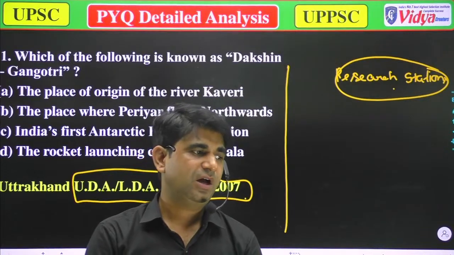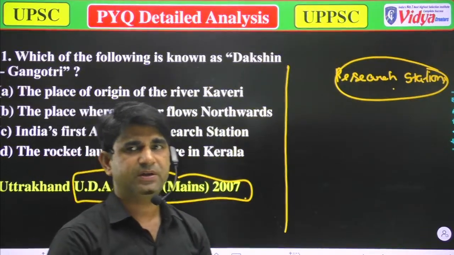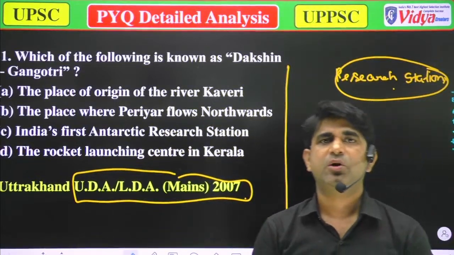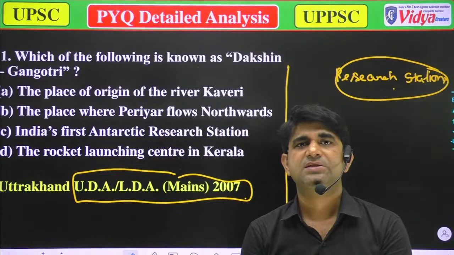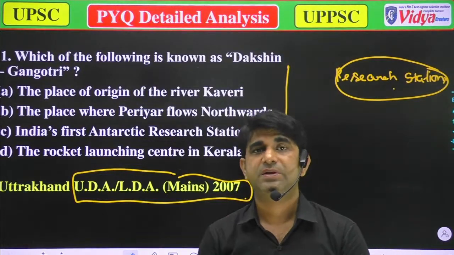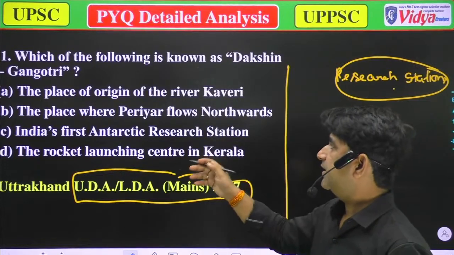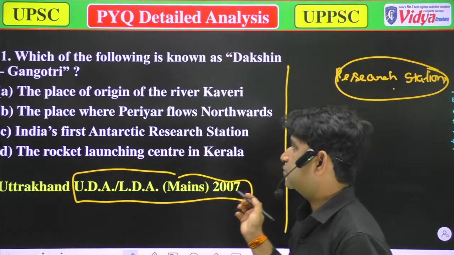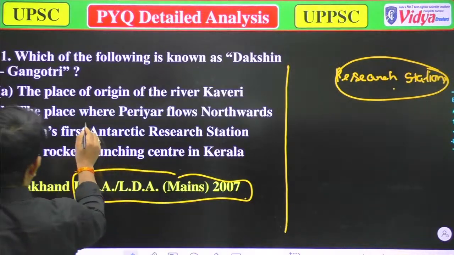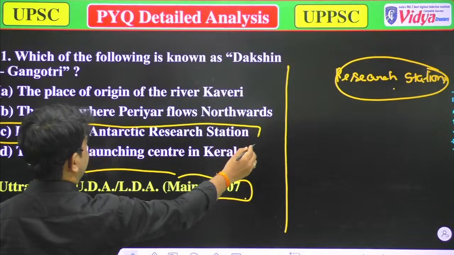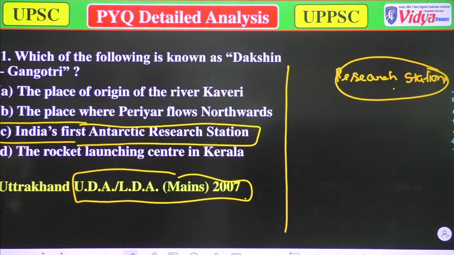So every developed country, or developing country, that has good knowledge and good thinking about science and tech generally establishes a research station in those areas. So the question is: India's first Arctic research station. Dakshin Gangotri was the name of India's first research center. So option C is correct.